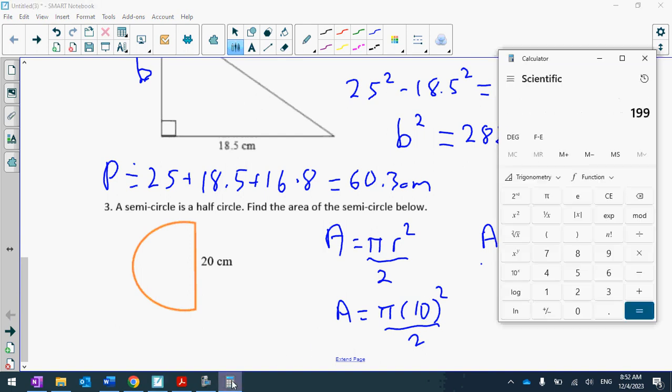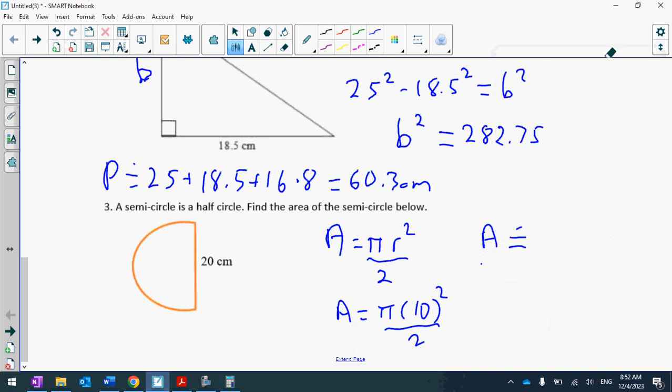So 100 times pi. Okay, and then divide by 2. And you get an area of about 157, around 157.1 centimeters squared.